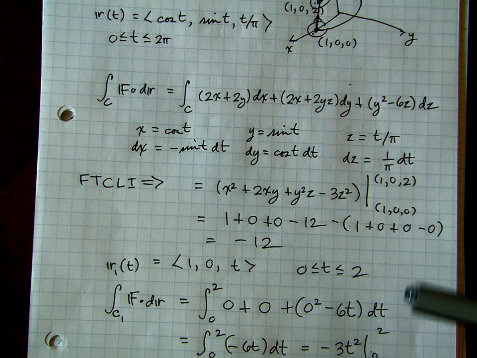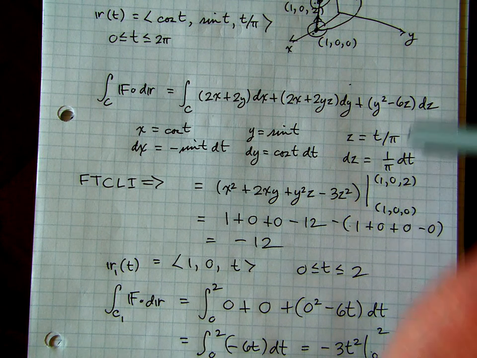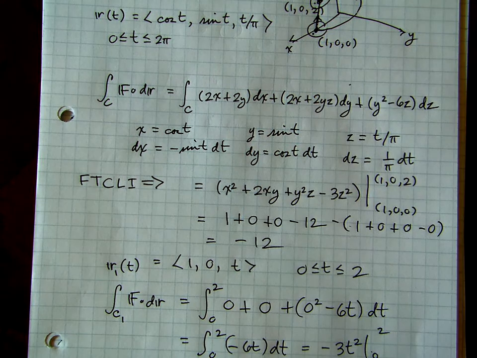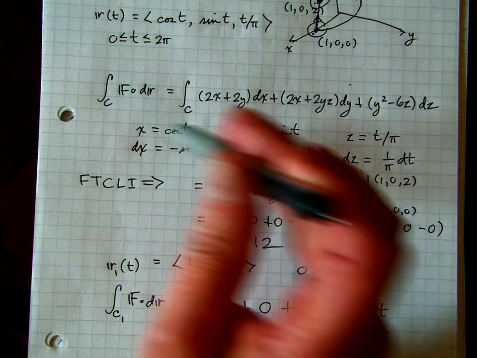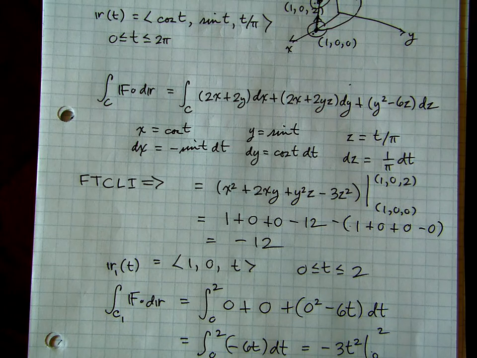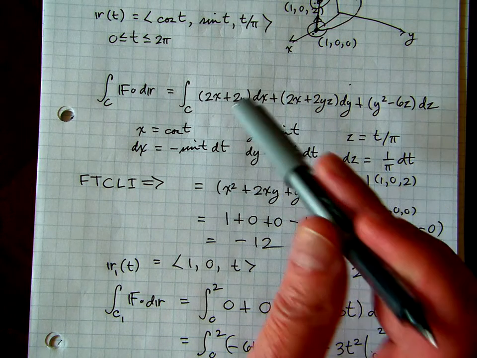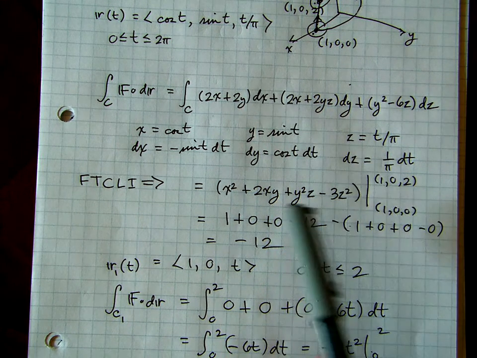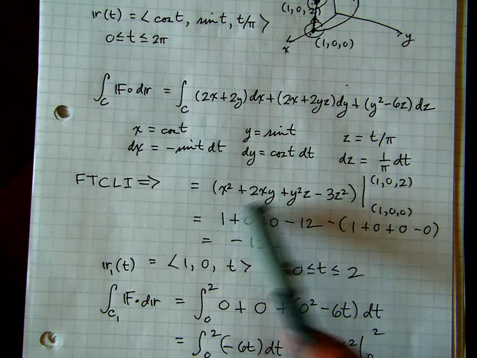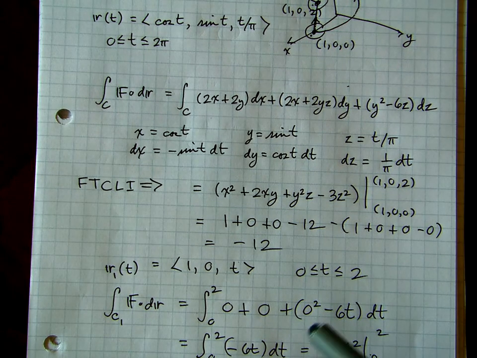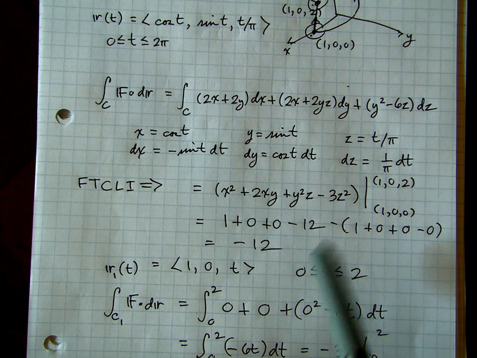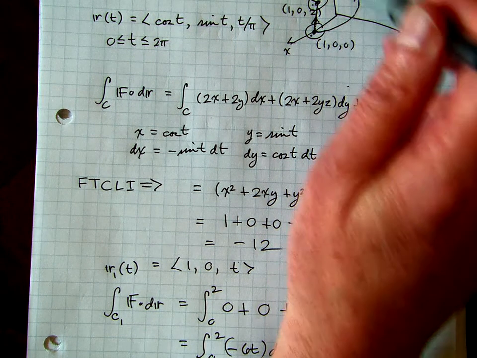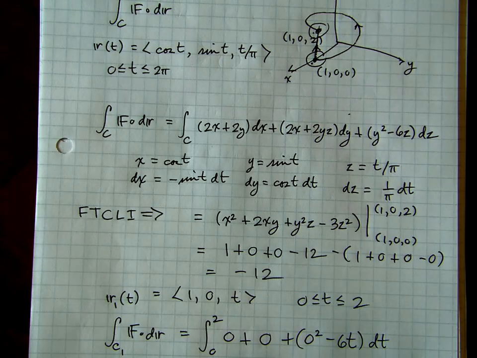You can either parameterize and substitute, or if you have a conservative field and you know what the potential is, you can substitute and evaluate at the endpoints and subtract. Or if you'd rather simply replace your complicated curve with a simpler curve, you can do that too.